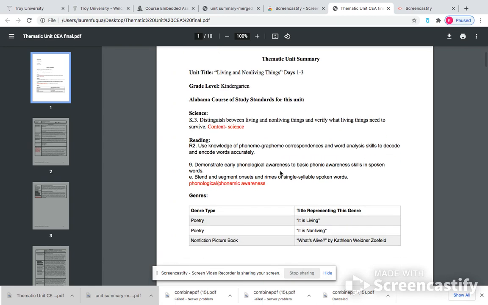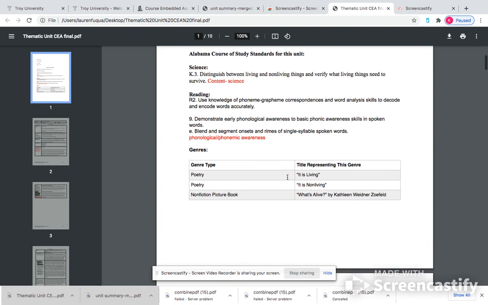There will also be reading standards implemented, such as using grapheme and phoneme correspondence and word analysis skills to decode and encode words, which will demonstrate early phonological and phonemic awareness skills in spoken words as they segment and blend single syllable or CVC words.